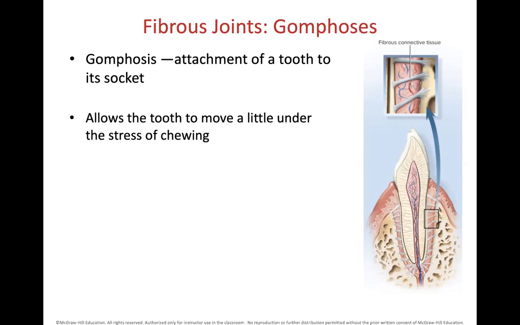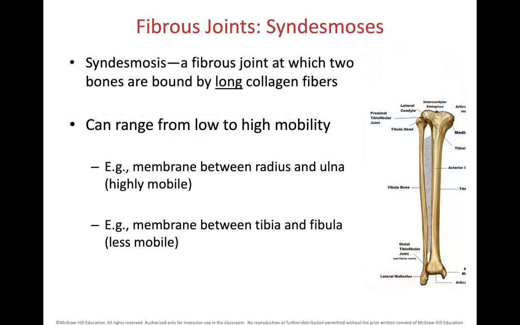And then we have the syndesmoses. These are joints that are bound together by long collagen fibers. So the sutures were short collagen fibers. Syndesmoses are long collagen fibers. The best examples here are between those bones in your forearm and your lower leg. So you have 2 bones in each of those right next to each other. And there's long collagen fibers that actually attach.